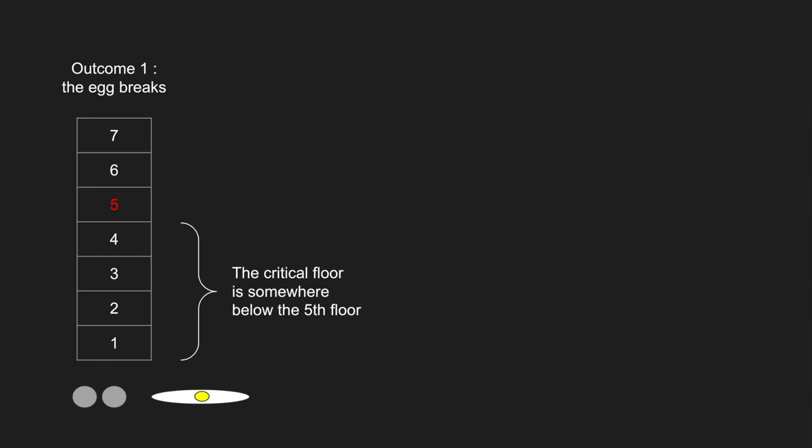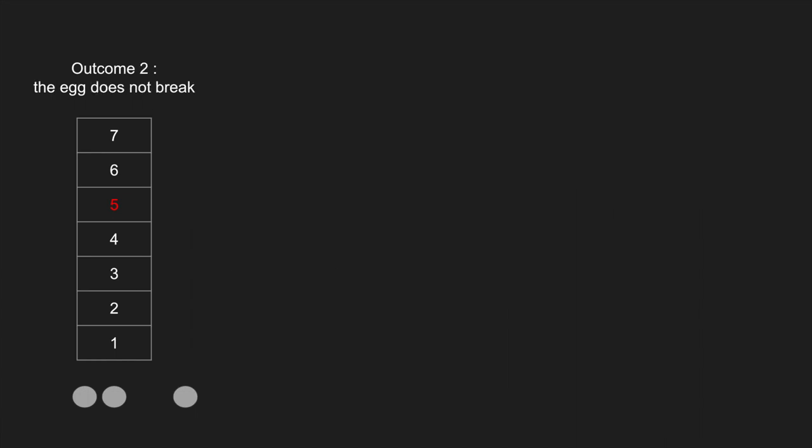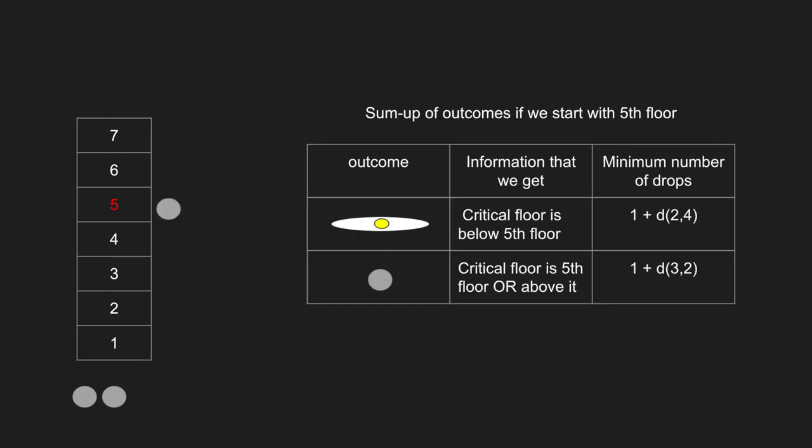And now the situation is as follows. We have dropped 1 egg, and we know that we need to check 4 floors, and we only have 2 eggs remaining. The other result is that the egg does not break when it hits the floor, and what we can immediately deduce is that the critical floor is either floor number 5 or any floor above it. So now the situation is that we have dropped 1 egg, we have 3 floors to check, and we still have 3 eggs.